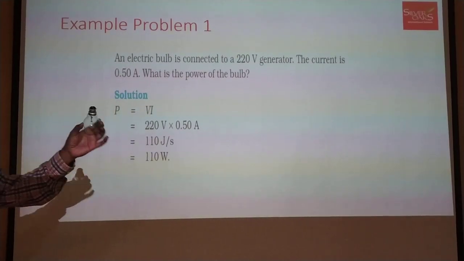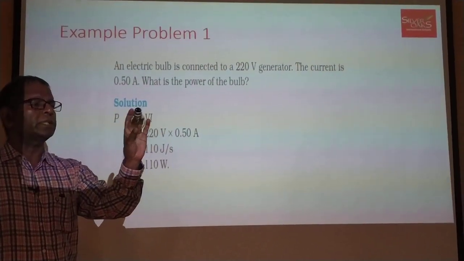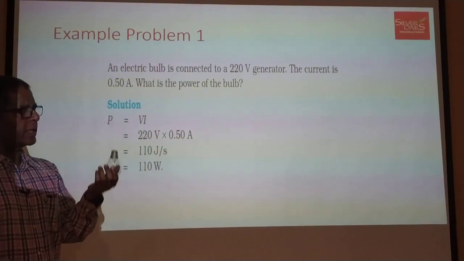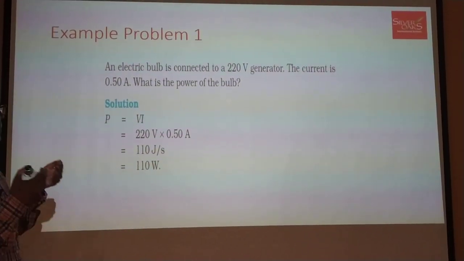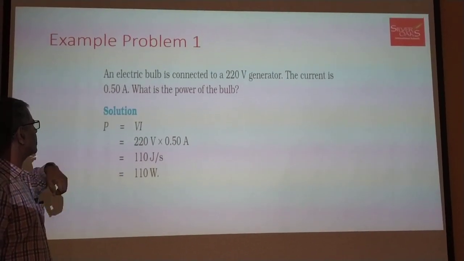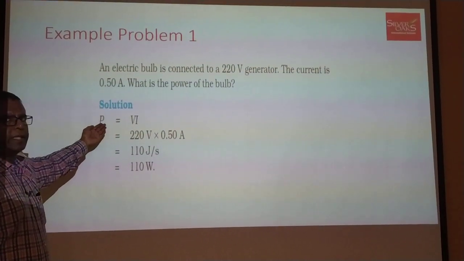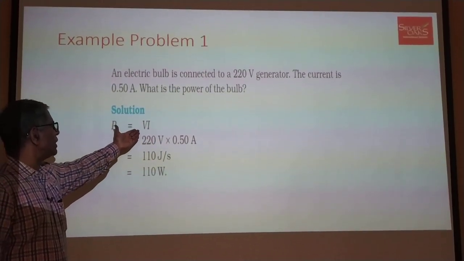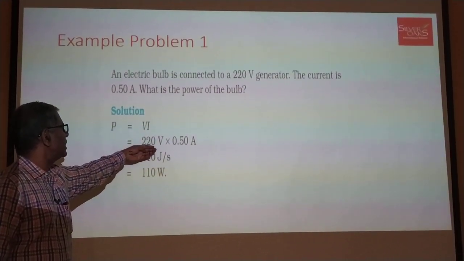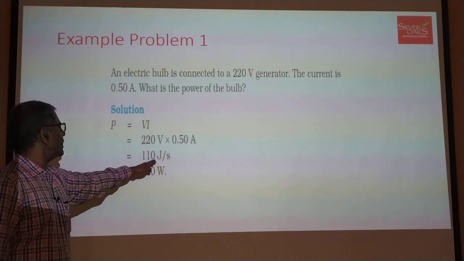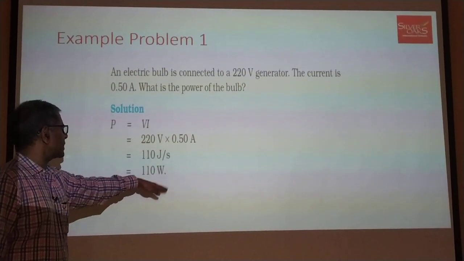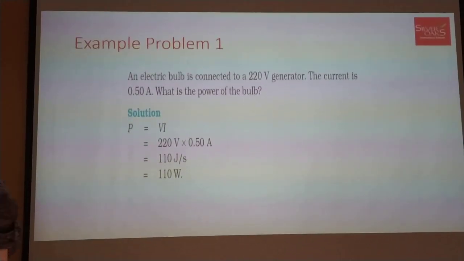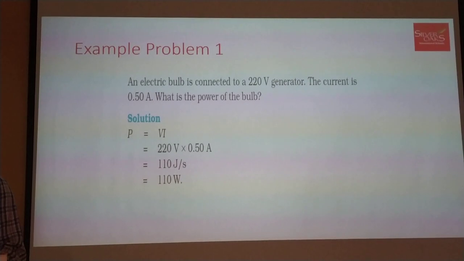Say this is the bulb, and normally this is connected to 220 volt, which is the commercial power supply, and the current given is 0.5 ampere. So what is the power? You directly apply the formula P equal to V into I. Substitute the value of potential difference, voltage, and the current. So this is 110 joule per second. A joule per second is nothing but watt. So the answer is 110 watt. You have to write the unit correctly.